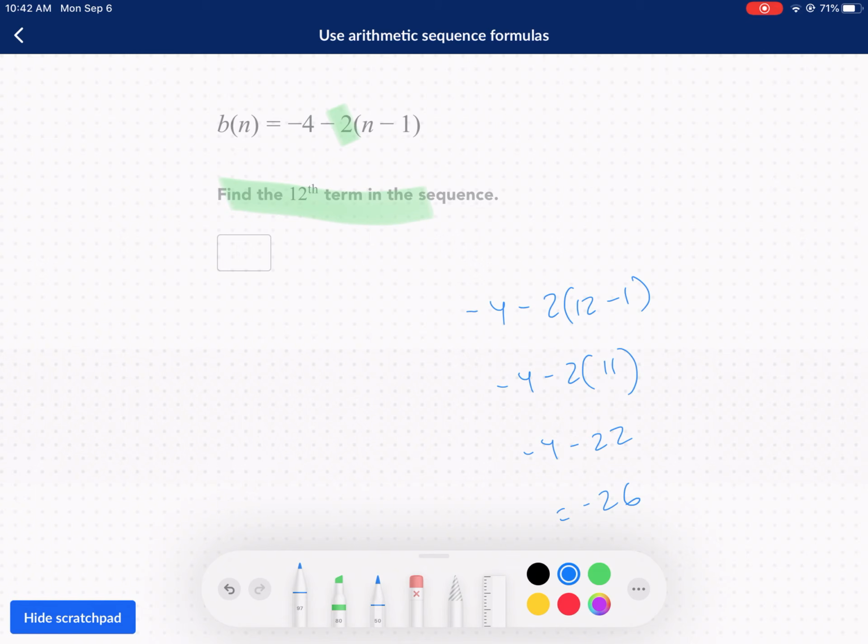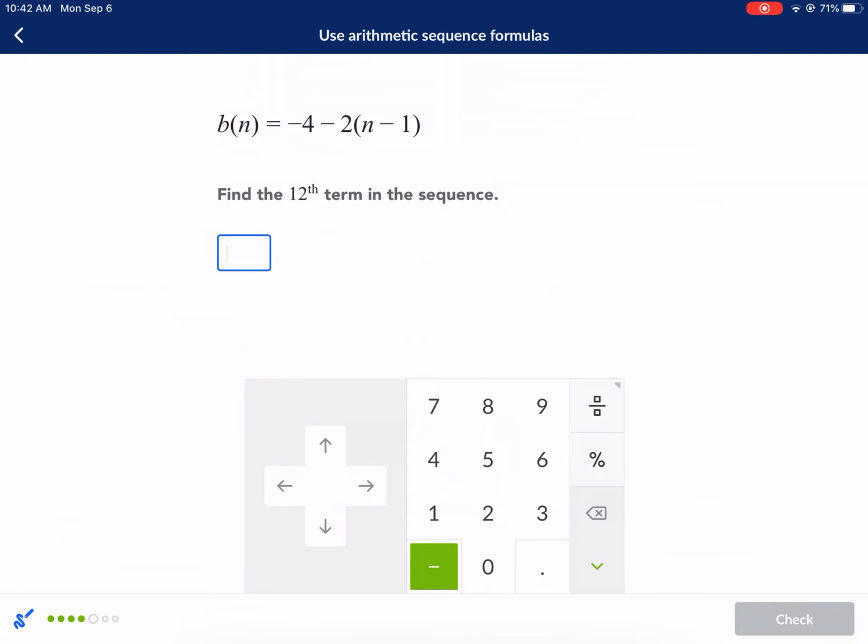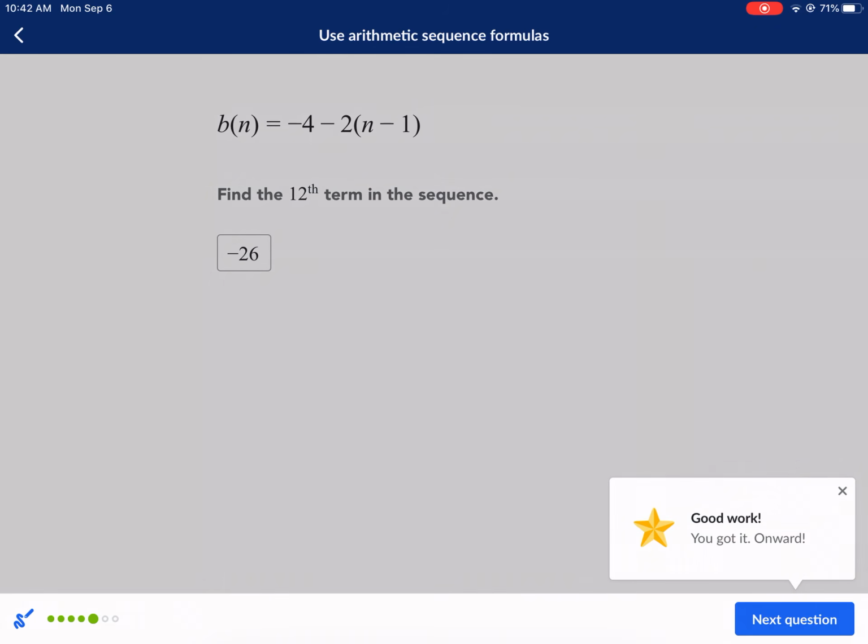Let's just double check that real quick. This is going to be 11 times 2, 22. And yep, should be -26. It'd be embarrassing we got it wrong at this point.